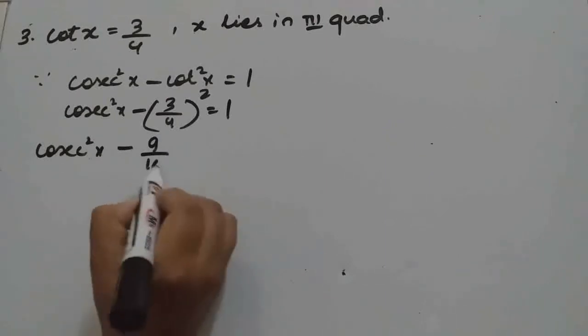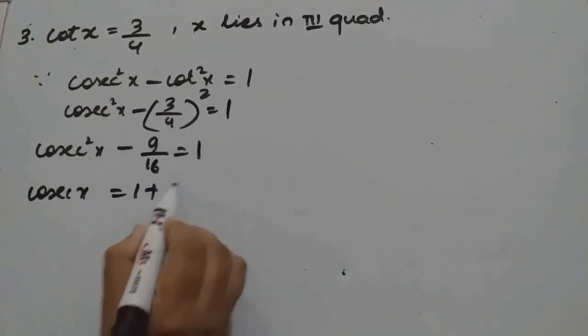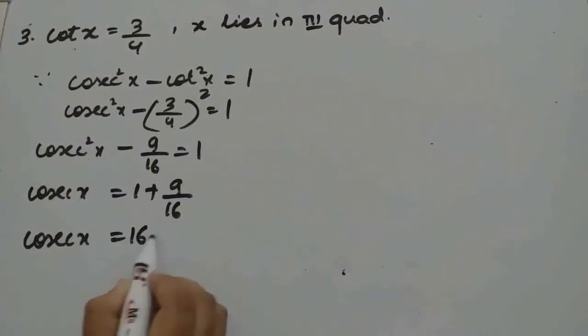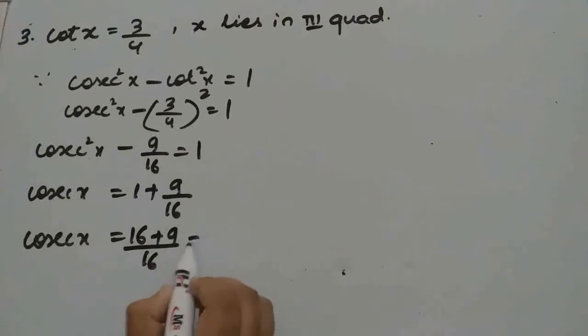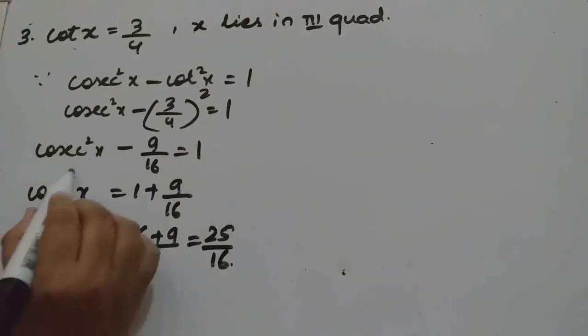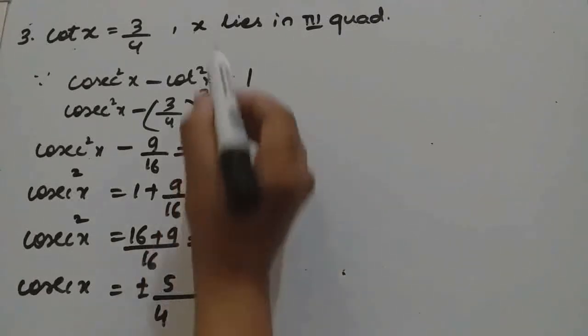9 by 16 is equal to 1. So cosec x will be 1 plus 9 by 16. So this will give 16 plus 9 by 16, that is 25 by 16, which is a square. So cosec x will be plus minus 5 by 4, after taking the root. Now we have to check the condition.